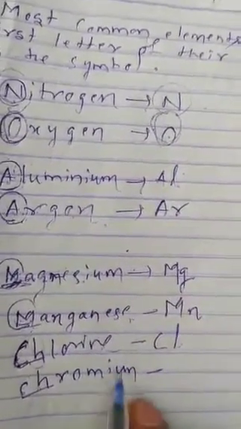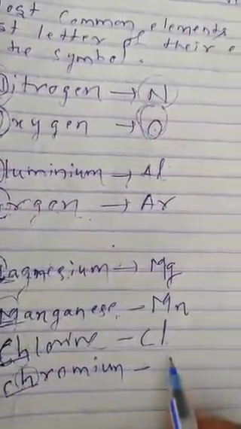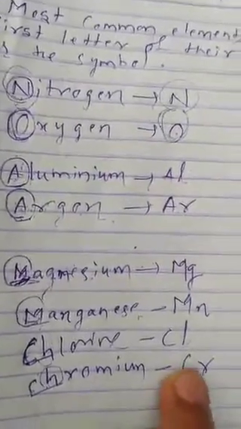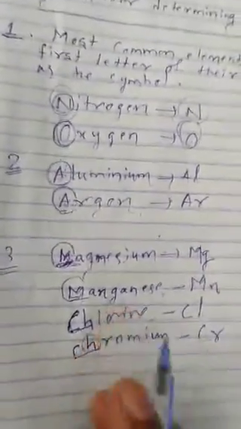Okay. So chromium also, we cannot use H because H is common. So you are using C and the next consonant R. So Cr is the symbol for chromium. These are the rules. Next, number 4 rule.